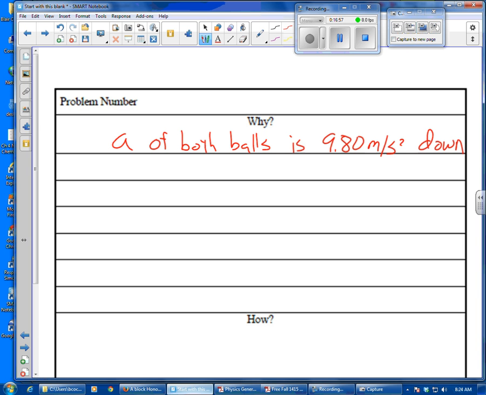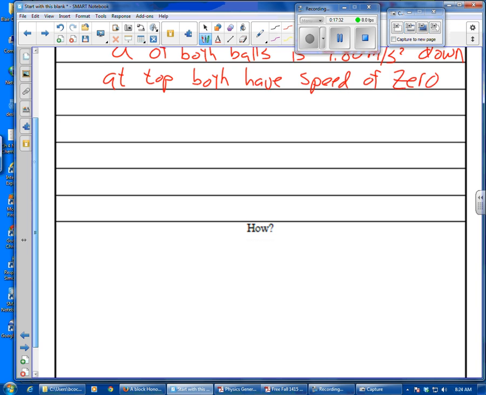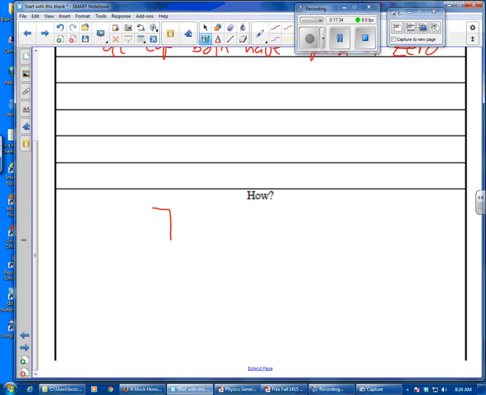Do you guys, yes? Okay. So at top, both have speed of 0. Now both have a speed of 0. There is one other fact here that I probably wouldn't expect in your Y because you don't see it yet. But so we'll go through it. I'm just going to do a little picture here, part of my why or my how.